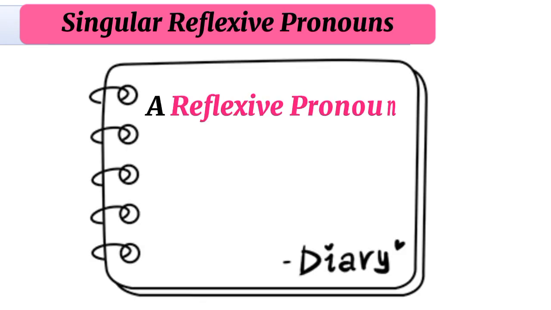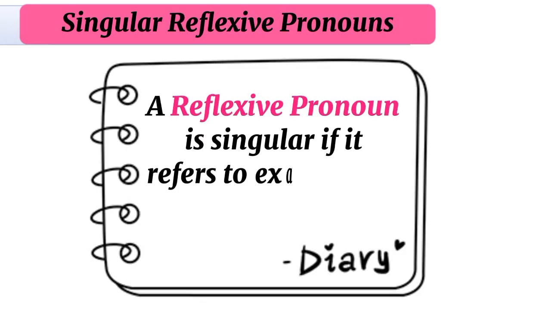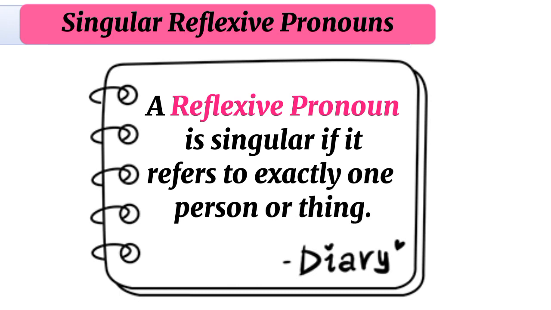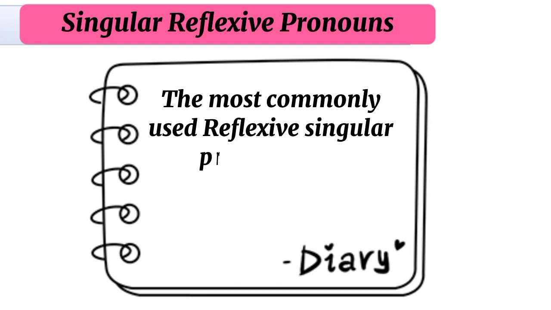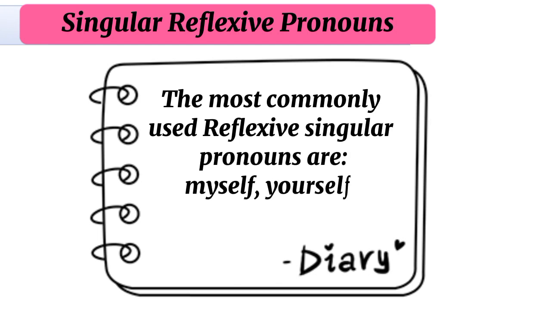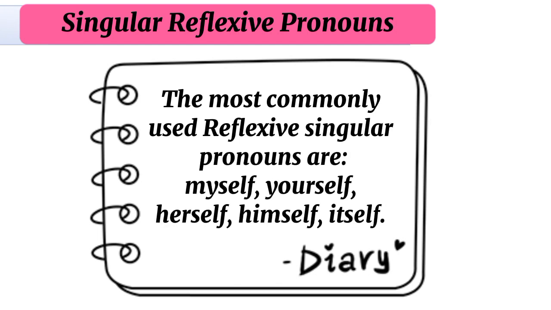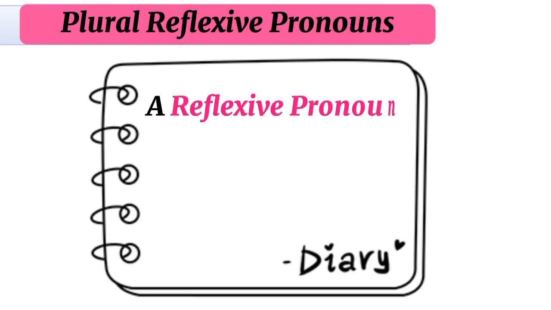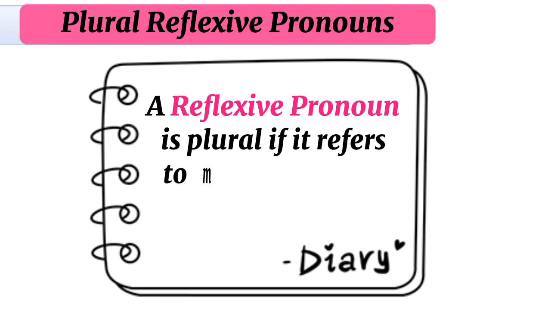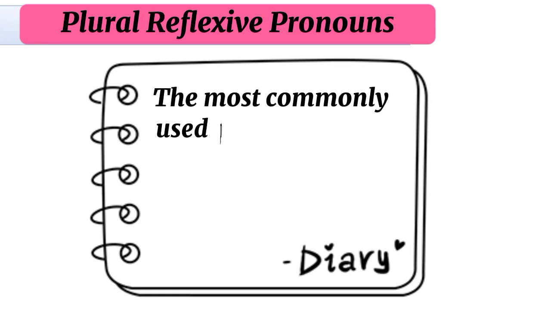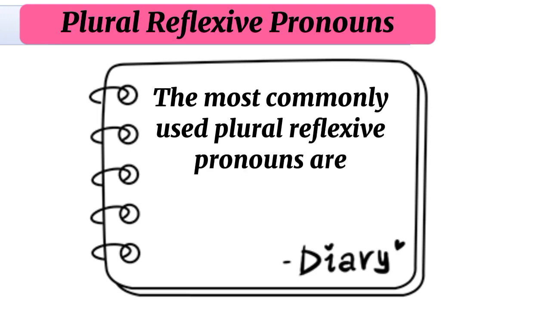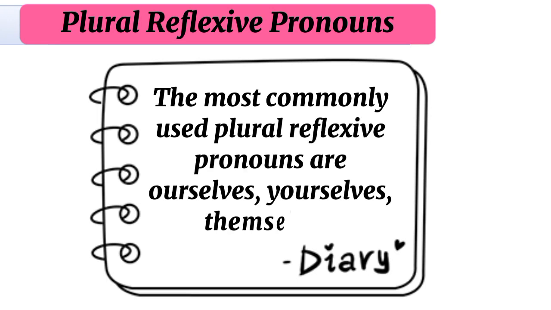Singular reflexive pronouns. A reflexive pronoun is singular if it refers to exactly one person or thing. The most commonly used singular reflexive pronouns are myself, yourself, herself, himself, itself. Plural reflexive pronouns. A reflexive pronoun is plural if it refers to more than one person or thing. The most commonly used plural reflexive pronouns are ourselves, yourselves, themselves.